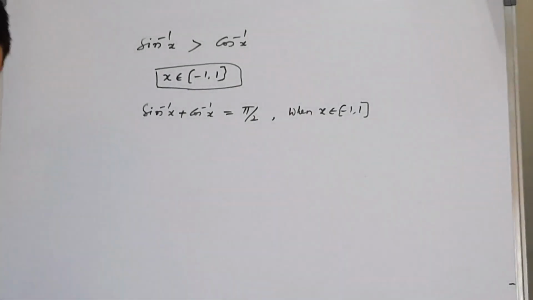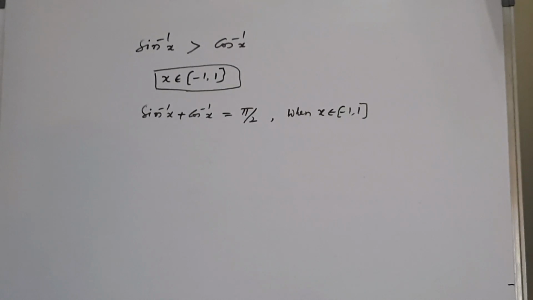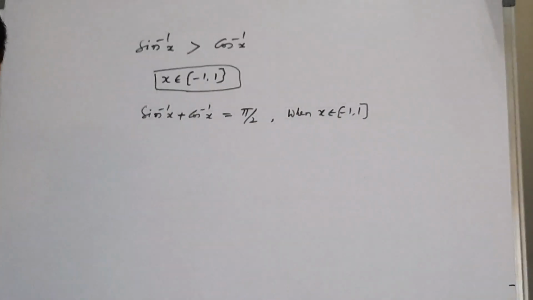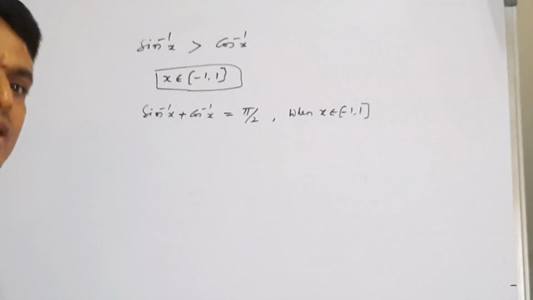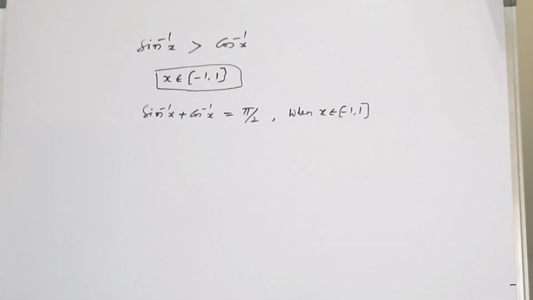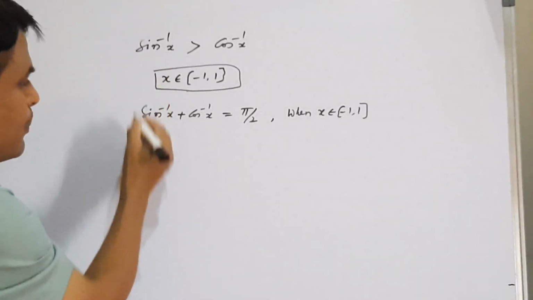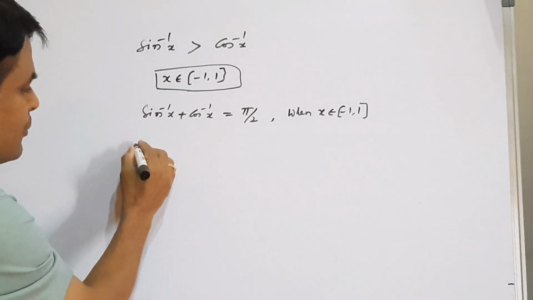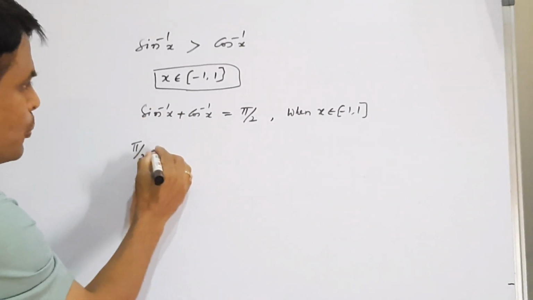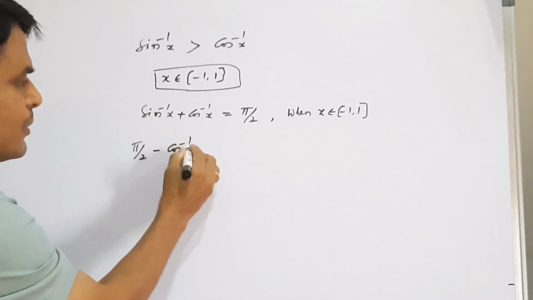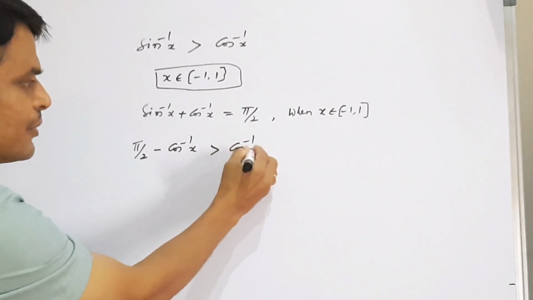Now in the earlier method we expressed cos inverse x in terms of sin inverse x. Now we will express sin inverse x in terms of cos inverse x, right? So how to express? Now I can replace here sin inverse x by pi by 2 minus cos inverse x, that is greater than cos inverse x.